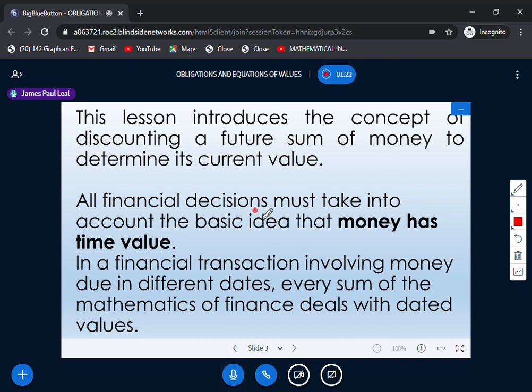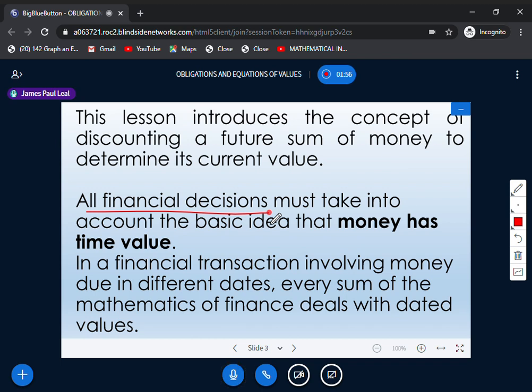All the financial decisions must take into account the basic idea that money has time value. Let me emphasize this idea that money has time value. It's important to know your money today, a year from now, for the next years to come, and so on and so forth.